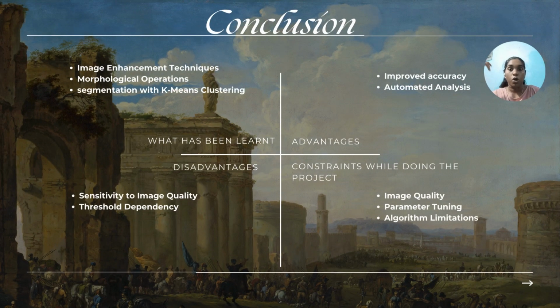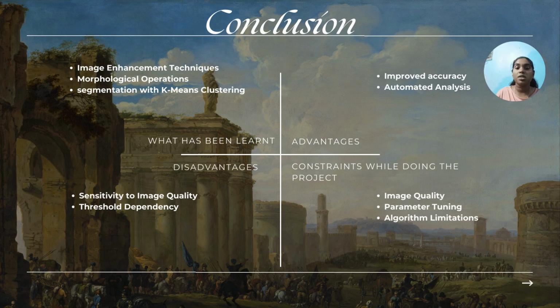Moving on to the conclusion, what we have learned. The first one is image processing techniques. We have learned various image processing techniques, including image loading, conversion to grayscale, histogram equalization, Gaussian filtering, and binary thresholding. These techniques are essential for enhancing image quality and simplifying the analysis.